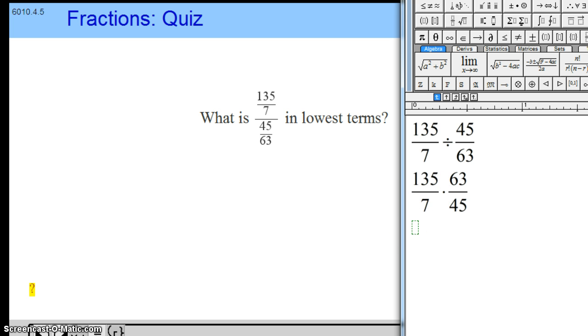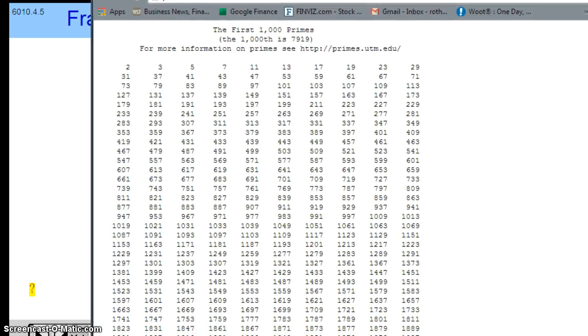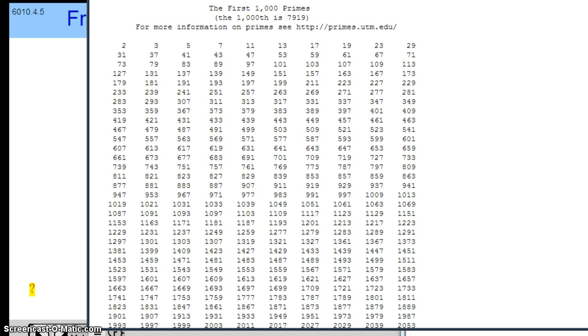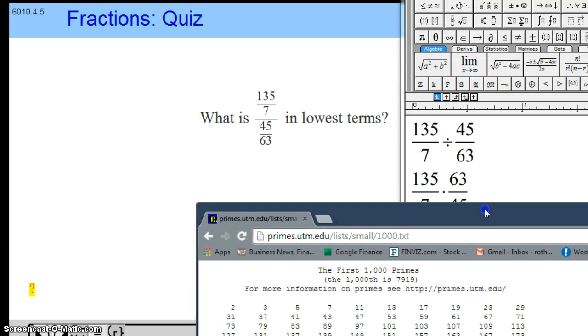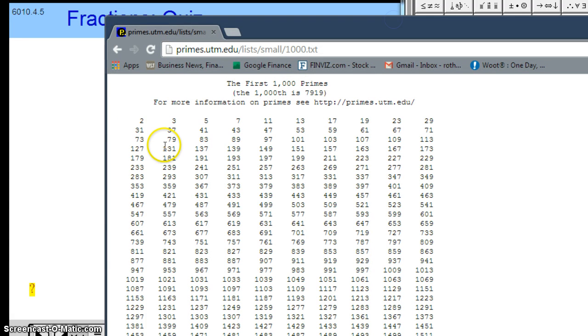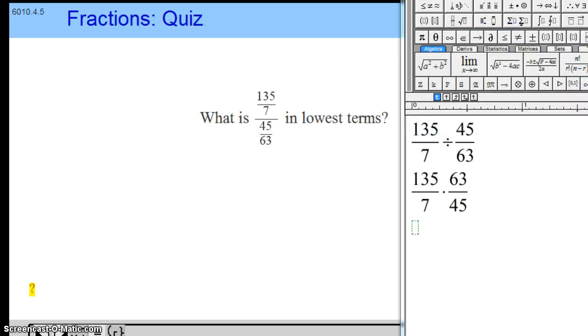So let's start breaking these things up. I also Googled a list of prime numbers, and this gives you the first 1,000 prime numbers. It should help you, first of all, to recognize if any of these are prime. Is 135 on there? I don't see 135. There's 131 and 137. So we know 135 can be broken up by 5. So we'll divide that by 5 and see what that is. We can use a calculator for that.